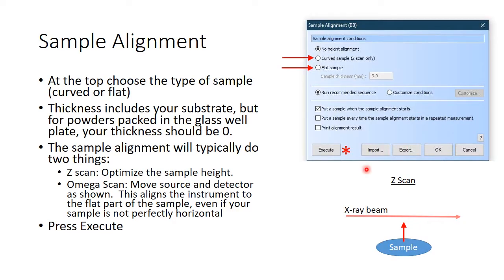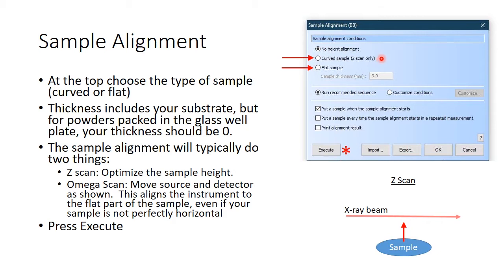So within sample alignment, when you press that button, you're going to get a window that looks something like this. This is for a Bragg-Brentano experiment. We'll also cover what this window looks like for a parallel beam experiment. So within this window, you have three choices at the top. The first one is no height alignment. I don't recommend that you do that one.